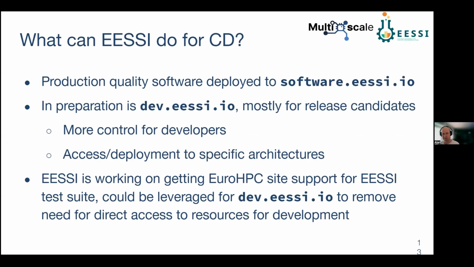So what can Easy do for this continuous delivery? Well, we already provide a way for you to deploy that application, right? We have this production repository, software.easy.io. What we need from you to be able to do that is that recipe. That's why I wanted to go through creating this Easy Build recipe. We need a recipe that allows us to build that software using Easy Build, because Easy Build is what we use to deploy into software.easy.io. So if you have a recipe for your production release, or maybe it already exists inside Easy Build, that's all we need to be able to deploy that software in software.easy.io.